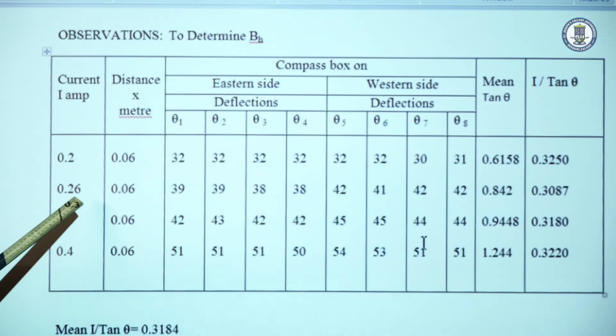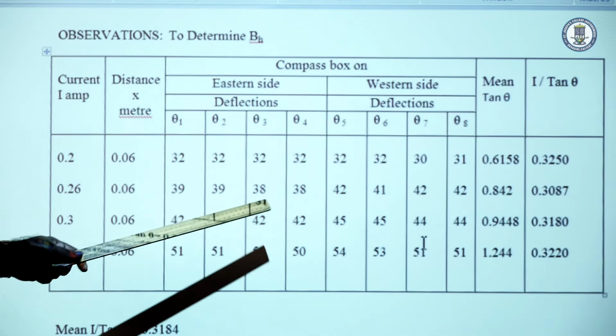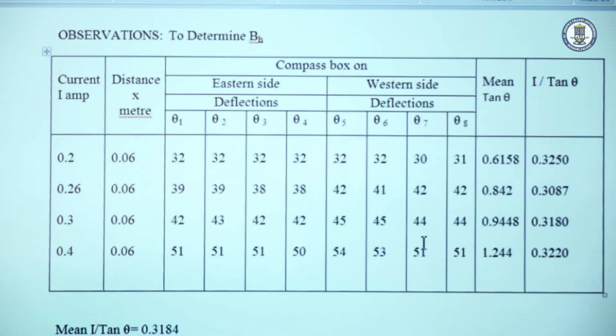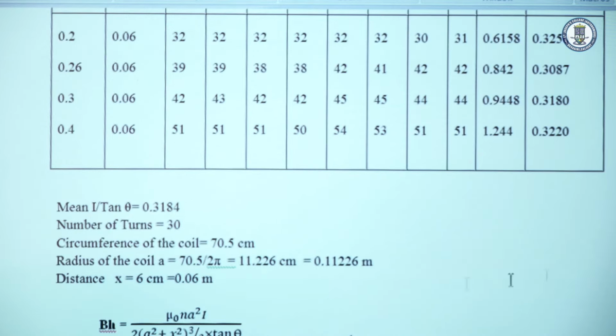Now it is repeated for the same distance but another current, 0.26, the deflections are noted and I by tan theta is calculated. Again it is repeated for 0.3 and 0.4, and each time we obtain I by tan theta, and the mean I by tan theta is calculated as 0.3184.